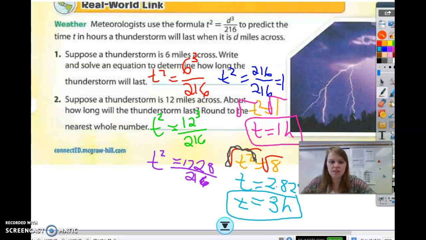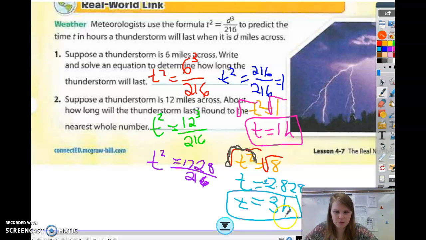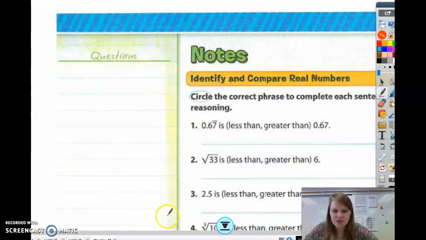hours. Again, it doesn't make sense for it to be negative. This could potentially be plus or minus, but I've never heard of a negative 3 hours thunderstorm. So I suppose we could say that it's a plus or minus, but then we end up with a positive 3 hours. Okay. Let's see what we can do on the next page.